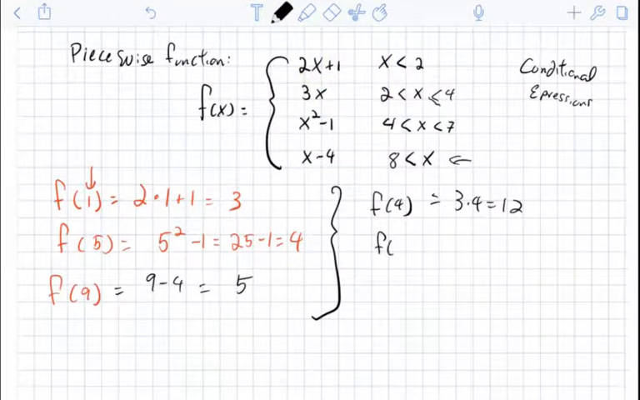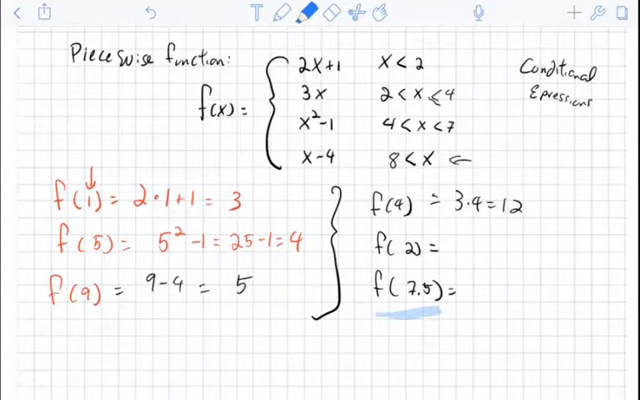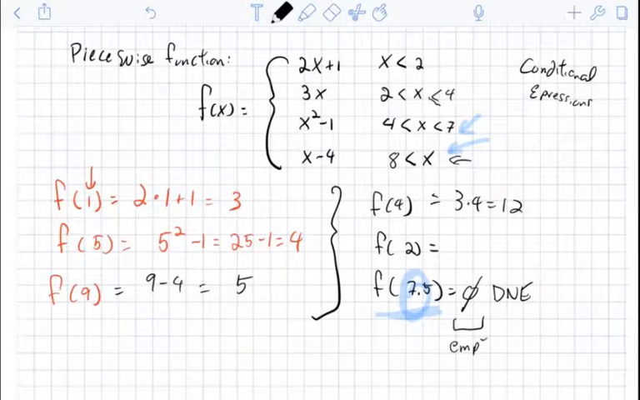What about x is equal to 2? What about f at x is equal to 7.5? Well, when x is equal to 7.5, it falls between these two, and so there isn't a condition on here that satisfies. This particular value of x doesn't satisfy any of these conditions. That means the output's going to be does not exist. You like that? That's the empty set symbol. It means there's no answer.